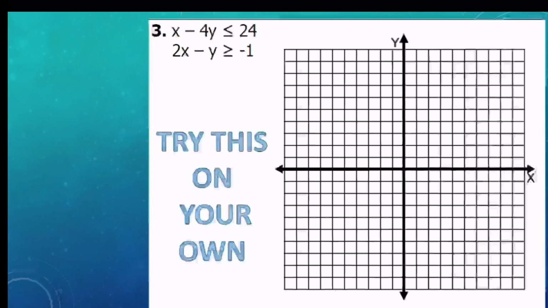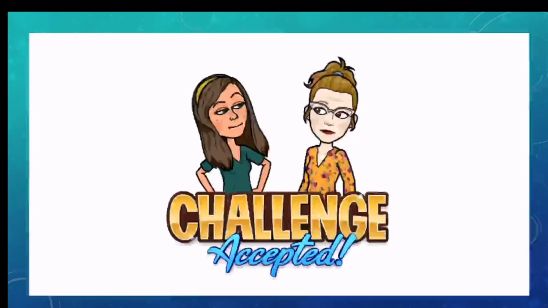So now that you've seen this, we want you to try number 3 on your own. Anything else on the worksheet, you are more than welcome to try, but we're going to be looking at number 3. Okay, remember, you can't graph anything until it's y equals mx plus b. If it has an or equal to, it's a solid line. And we're looking for the place where our graphs, where we've colored them, overlap.